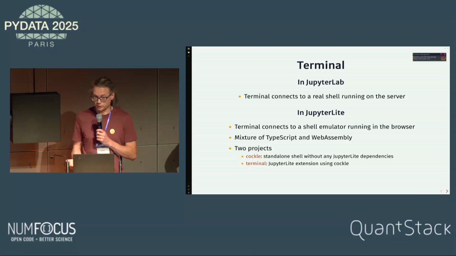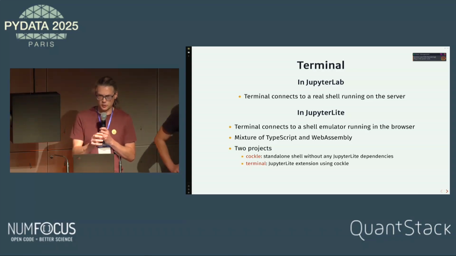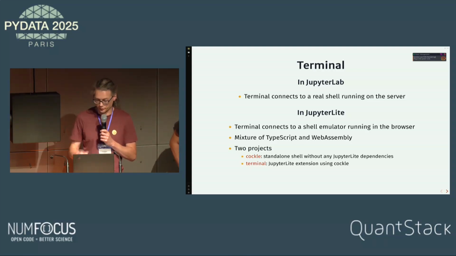There are actually two projects related to the JupyterLite terminal. First is called Cockle, which is the name of a type of shell. That's a standalone implementation which allows us to have fast iteration of the WebAssembly commands and all the glue code that comes together. The second project is the terminal extension itself, a JupyterLite extension that replaces the JupyterLab terminal extension. It plugs Cockle into JupyterLite and does all of the boilerplate code required so we can have a shared file system between the two.